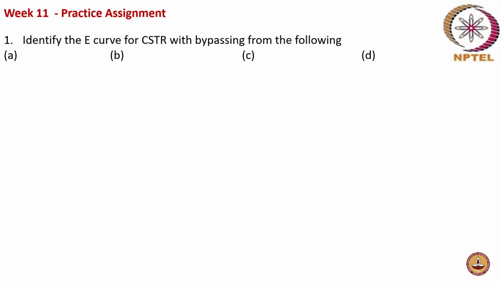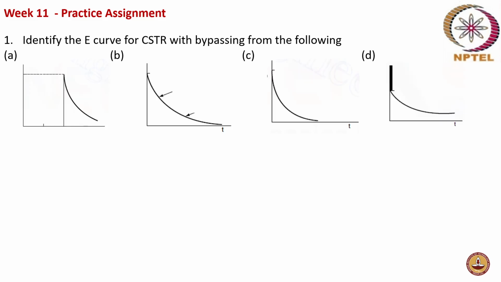Now let's get on to the practice assignment for week 11. Identify the E curve for CSTR with bypassing from the following. Here we are given 4 curves. We have to identify which one of these 4 curves matches the RTD function, the residence time distribution curve, of a CSTR that has bypassing.